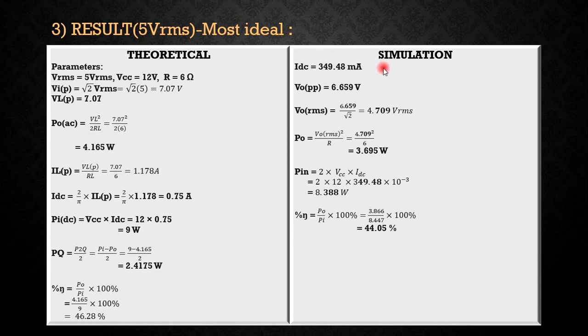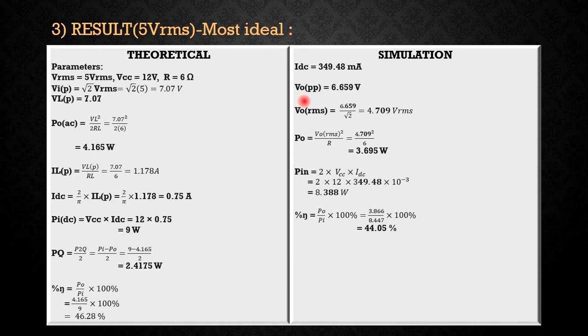On simulation, we get IDC from Multisim, which is 349.48 milliampere. The output voltage was 6.659 volt. For V output RMS, 6.659 divided by root 2 is equal to 4.709 V RMS.